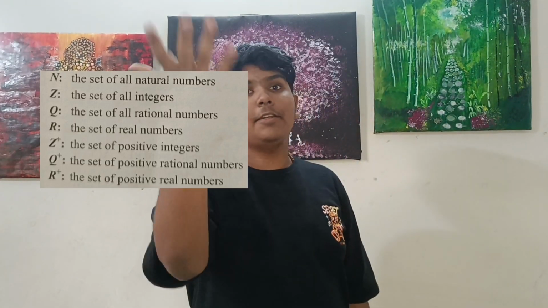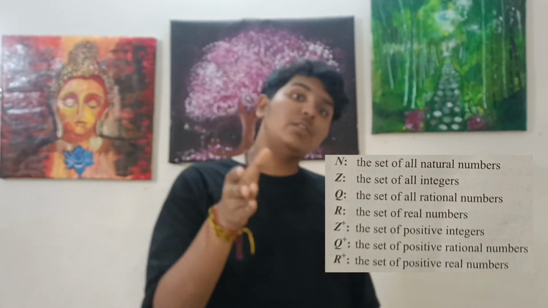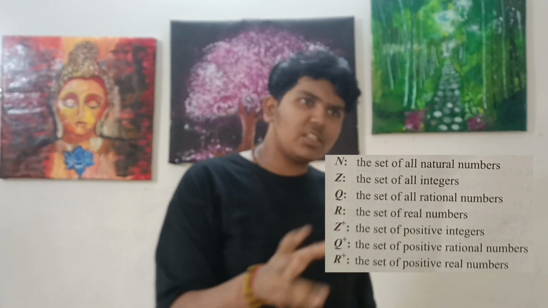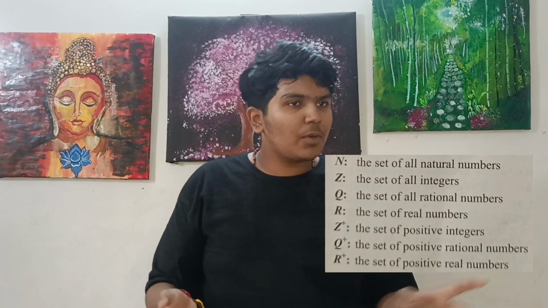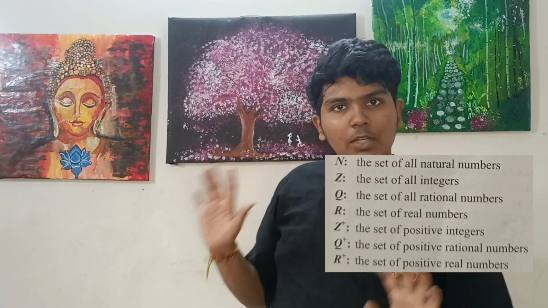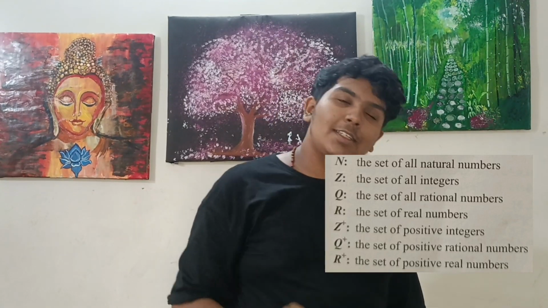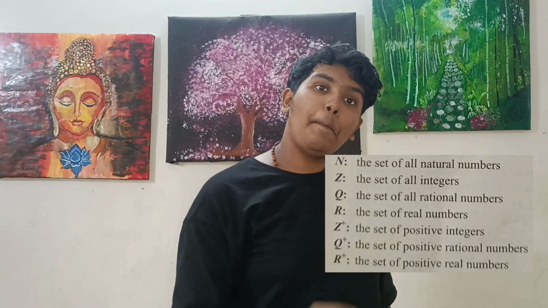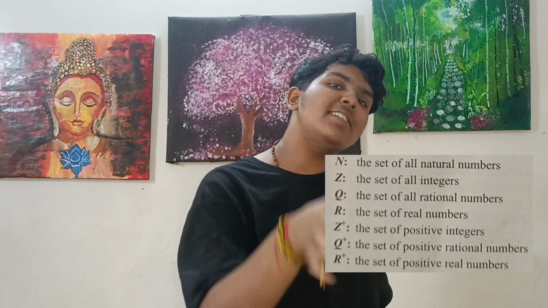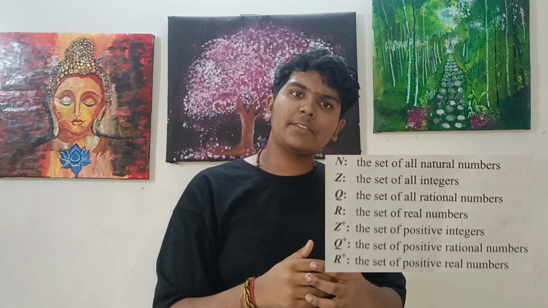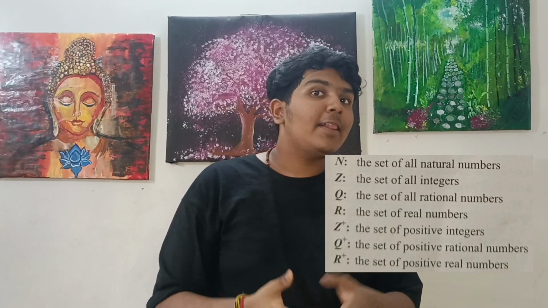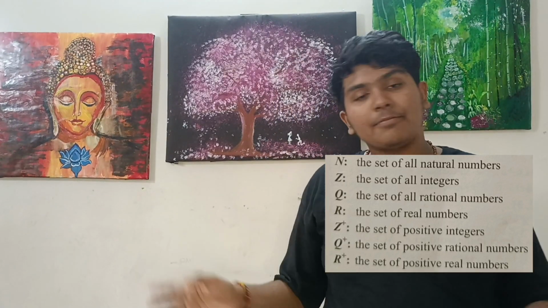Now let's take Z. Z is integers, right? You all know that, right? The integers come from minus 1, minus 2, plus 1, plus 2, like that, right? But now there's another one, Z plus. Now what is that? Just refer to our previous explanation. Z plus is positive integers.